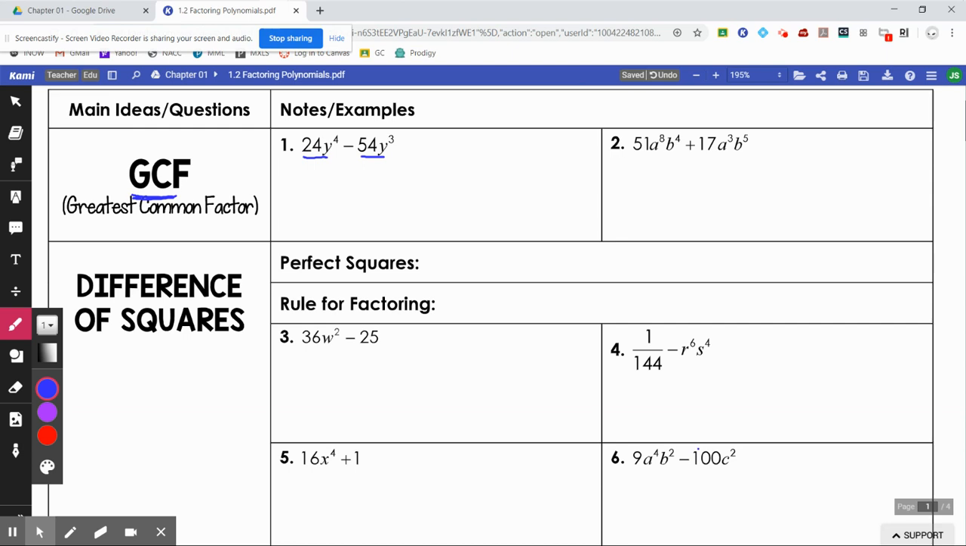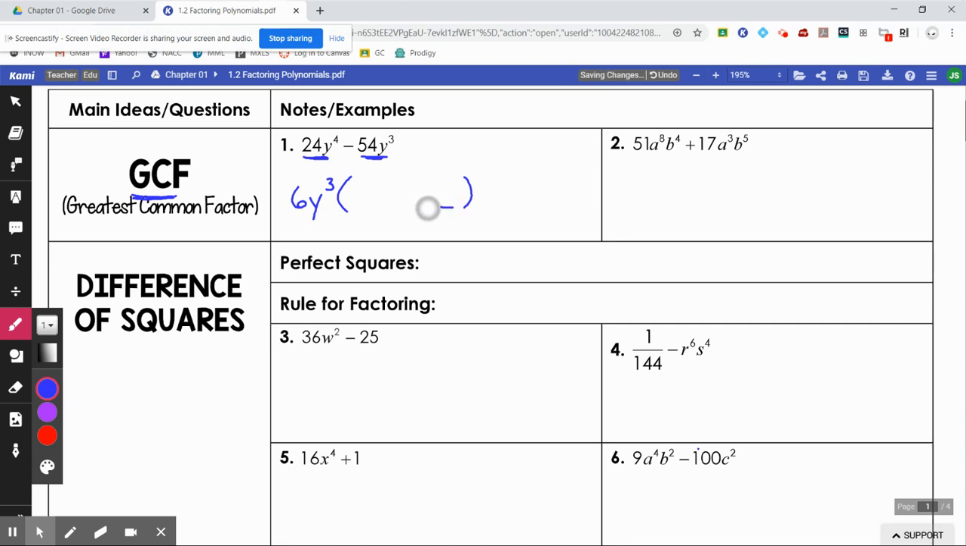24 and 54 have a 6 in common. There's a y to the fourth and y to the third. Always take, if there's y's in common, always take the lowest power. And this is going to be your GCF. And then we're going to put our parentheses, and we're going to ask ourselves, our GCF times what would give us each of these terms?